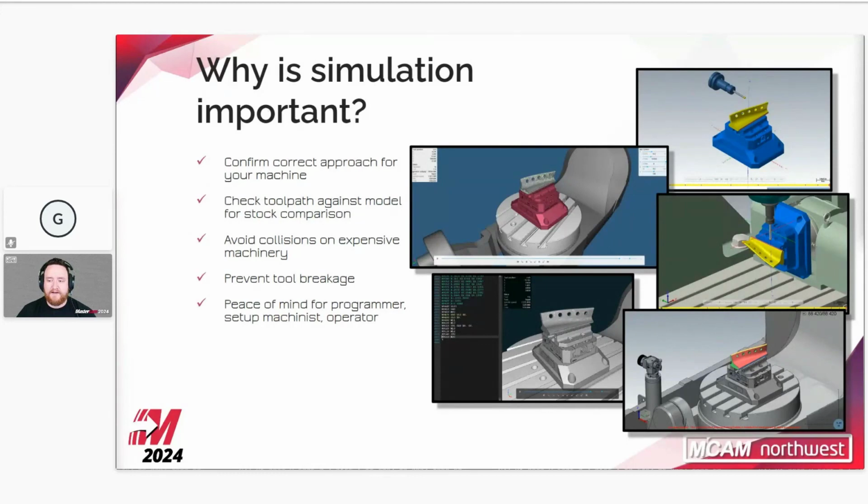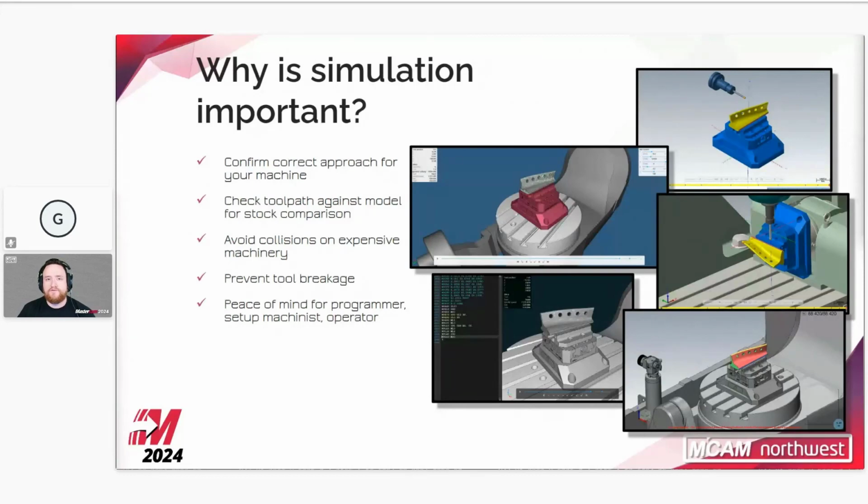We can always move electrons inside of our computer much easier than we can move metal on machines. So finding problems with simulation is generally going to save us a lot of time whenever we have to change something with a program, as opposed to having to change it out on the machine. So it helps us confirm that we have the correct approach in general.